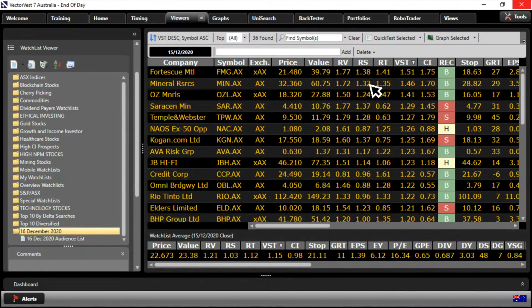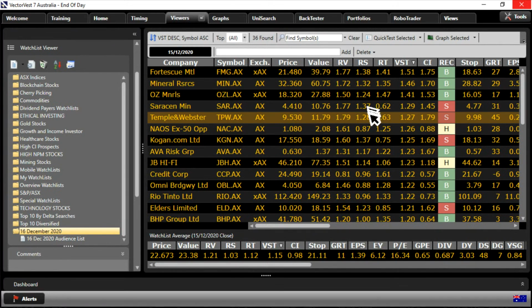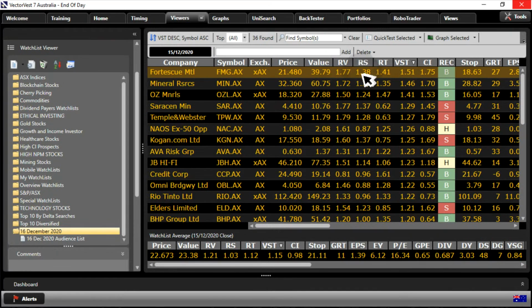Mineral Resources, very strong there at 1.32. Oz Minerals, nothing wrong with that, 1.24. Look at that. SAR, 1.37, 1.28. Very, very nice RS scores here. So this is looking at your fundamentals, RV and RS, upside potential, and how safe those financials are. Moving over here, RT. I'm just about done with the definitions. I'm just going to give you some of the key drivers behind what goes into VST.